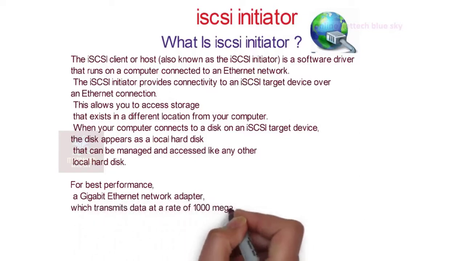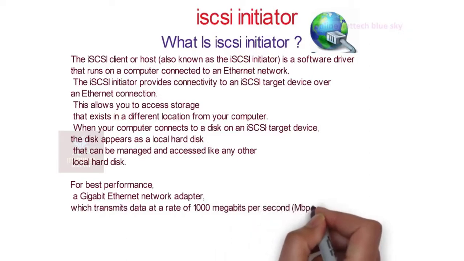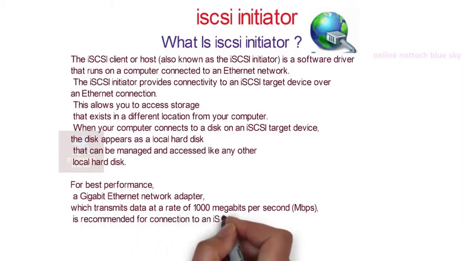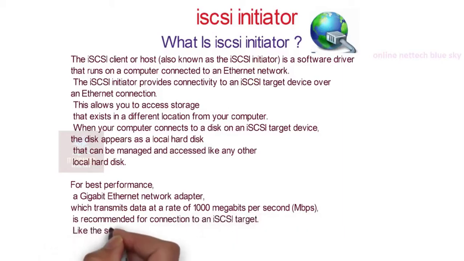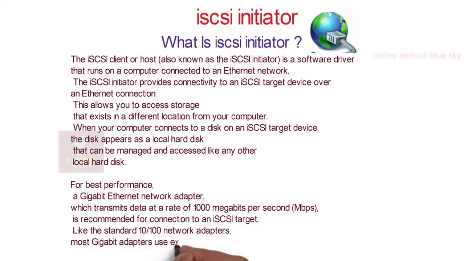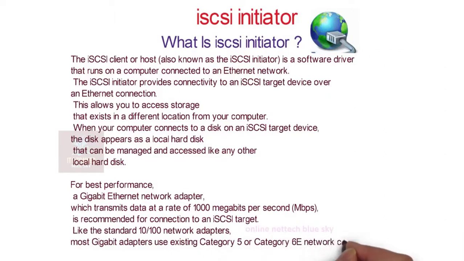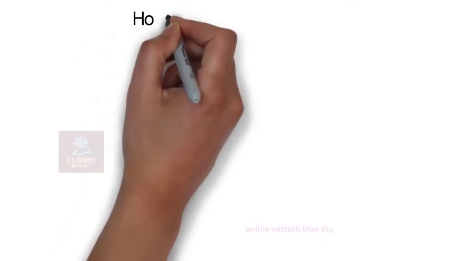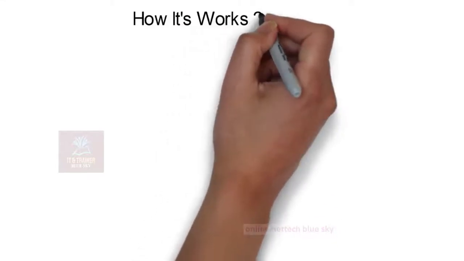So iSCSI has very good performance, and first you need a gigabit Ethernet network adapter and a minimum 1000 Mbps network internet speed, and you configure the iSCSI target connection systems first. Like a standard 10/100 network adapter means your broadband connection, and most gigabit adapters use category 5 or category 6 network cabling. I will discuss what cabling is. So each port adapter is identified by a unique IP address. So what is an IP address? IP address means one type of address.